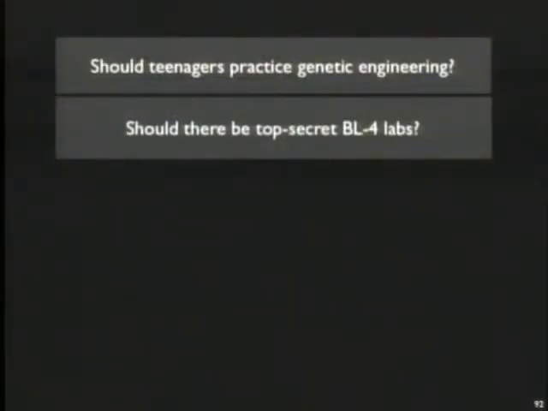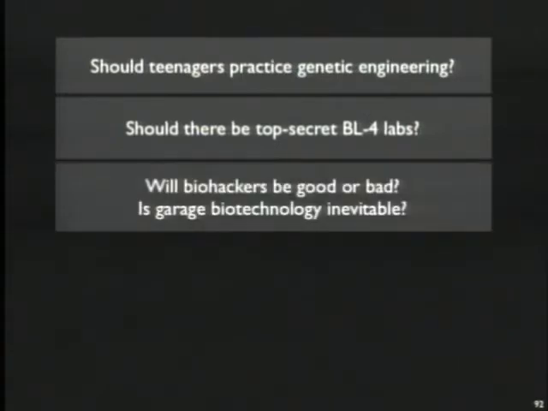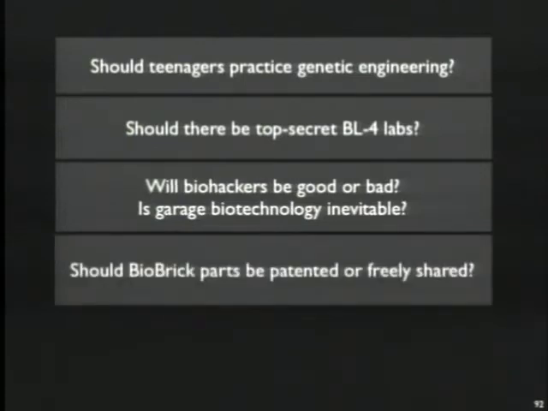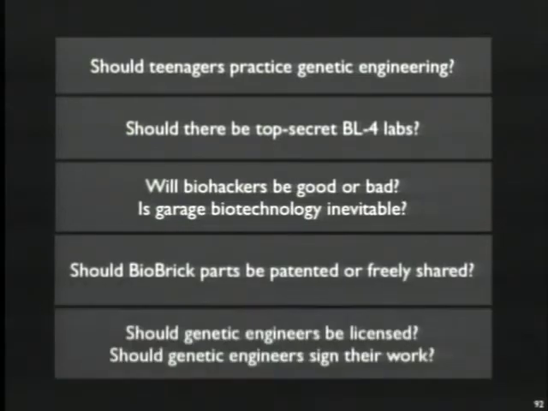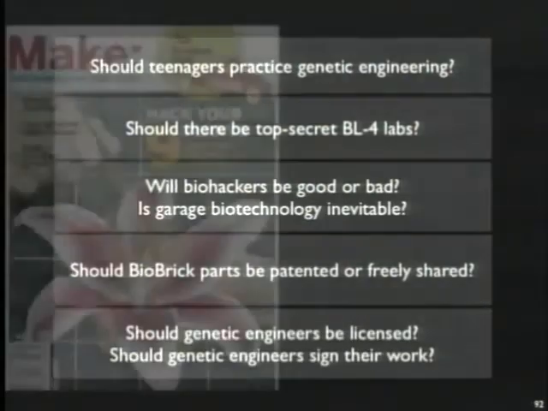Biosafety level 4 is sort of hemorrhagic fevers for which there's no cure and they're transmitted as droplets. So should there be top secret labs working on these things? Will biohackers be good or bad? Is garage biotech inevitable? Should the parts be patented or freely available? Should genetic engineers sign their work? Lots of questions that come up around safety and security and what have you.